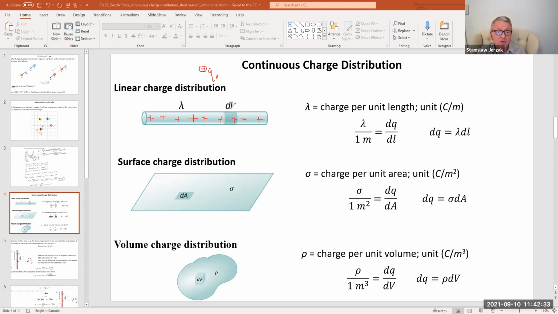And the other approach is to divide that very thin rod into many small elements or small chunks. And one of these chunks here is designated, the length of that chunk is designated dl, like differential length dl. And the amount of charge on this little element we will designate by letter dq. And if that little chunk, that length dl, is very small, approaching zero, then the charge on that little element we can treat as a point charge.